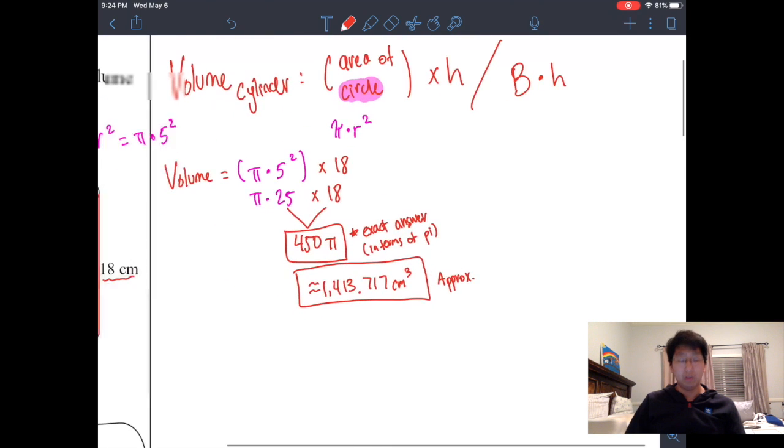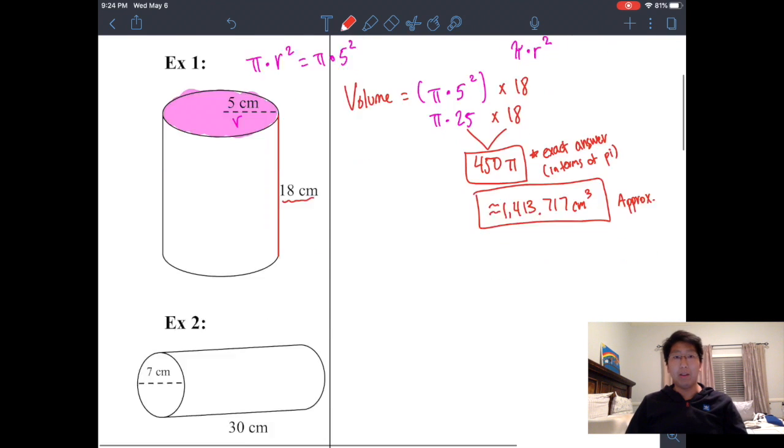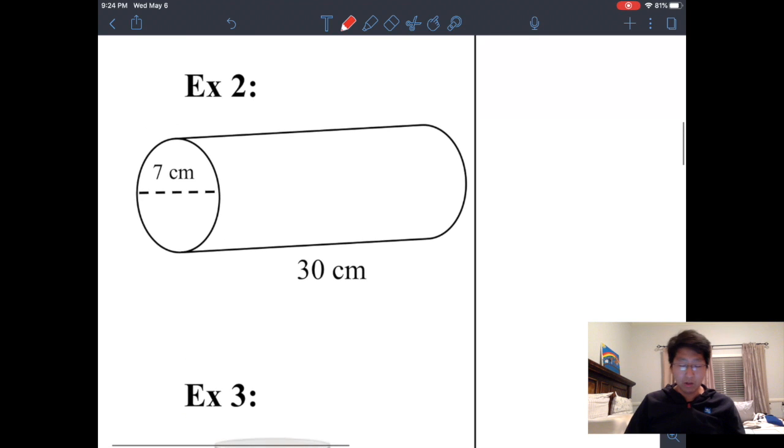Okay. So right here, just a review. We found the area of the base, which is a circle. And to find the area of a circle is pi times r squared, pi times radius squared. And then we multiplied that by the height. So here, we're going to take a look at example number 2. We'll see that the circle has a radius of 7.